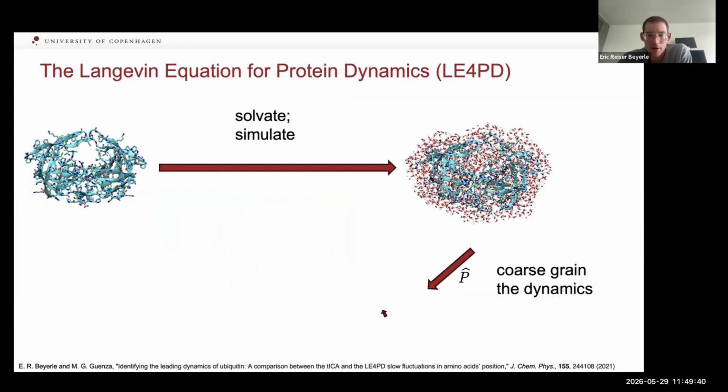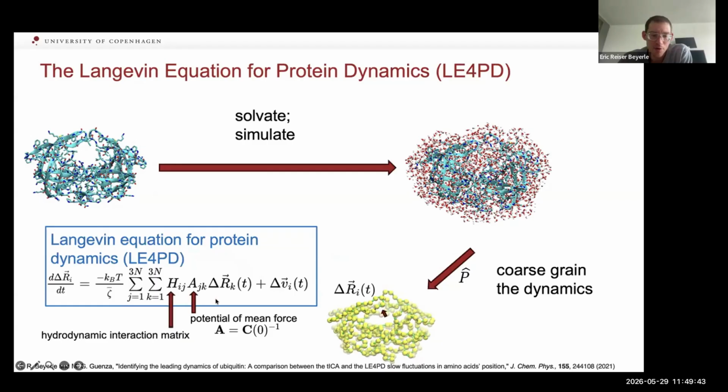But so this Langevin equation for protein dynamics, what we're doing is we're taking the statistics from the ensemble, and this is the case if we calculate it from MD simulations. So in MD, we have a crystal structure, we solvate it, we do the simulation, and then we coarse grain it, and then we calculate this H and A matrix, where this H matrix is a hydrodynamic interaction matrix. The A matrix is the potential mean force that's calculated just from the zero time lag covariance matrix of either our protein ensemble. So we calculate the covariance over the protein ensemble, say output from BioEmu.